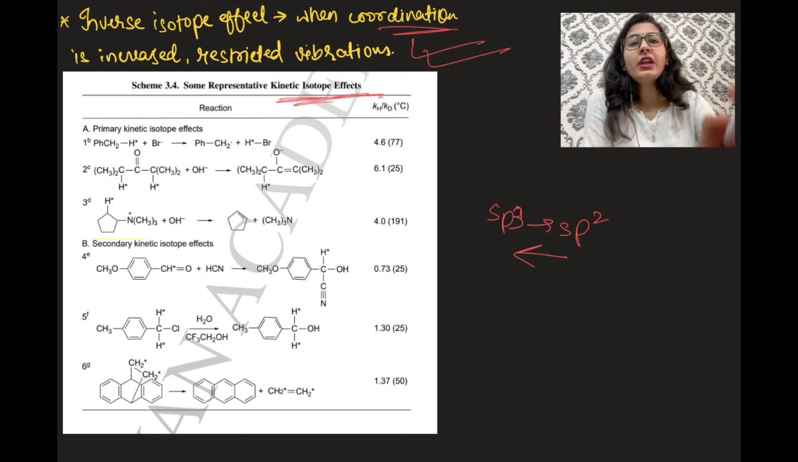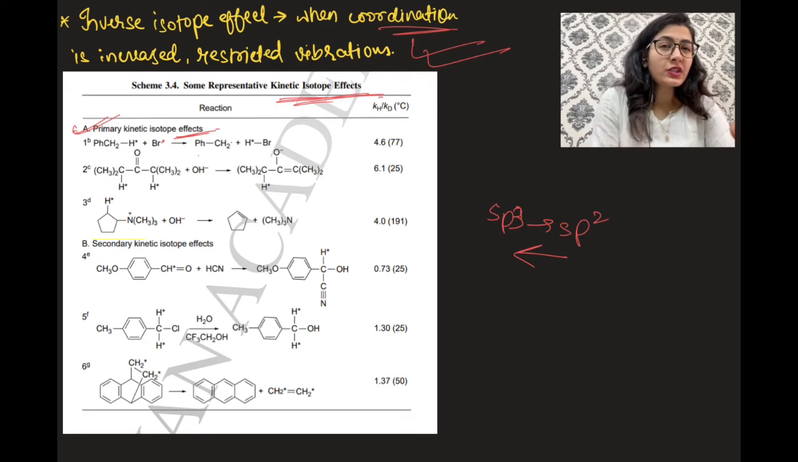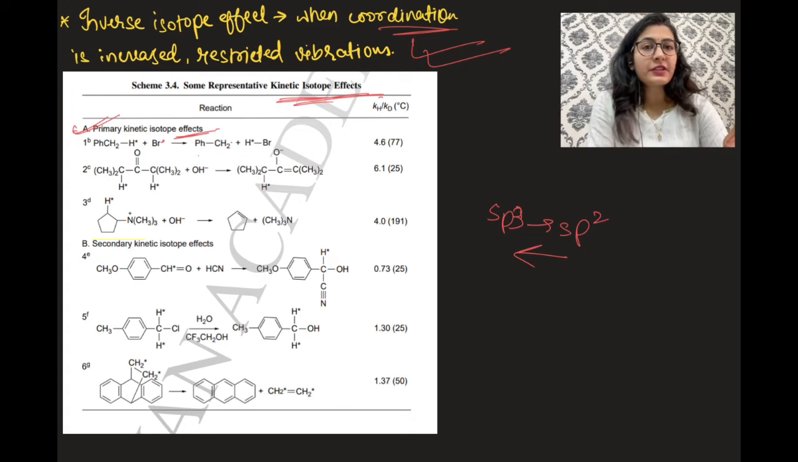Now again, examples of primary kinetic isotope effects. First one you see: PhCH2H plus Br radical gives you PhCH2 radical and HBr. So what kind of a reaction is this? This is a radical reaction, an abstraction of the benzylic hydrogen.